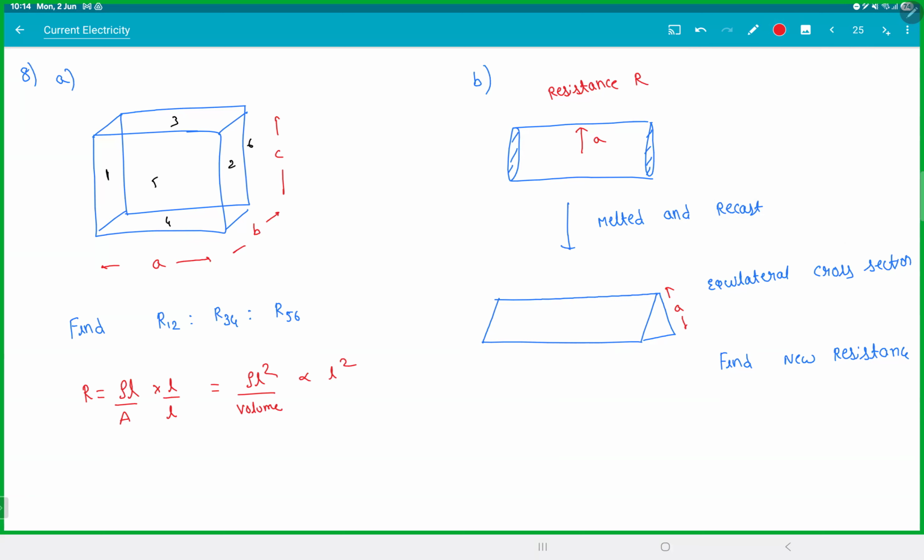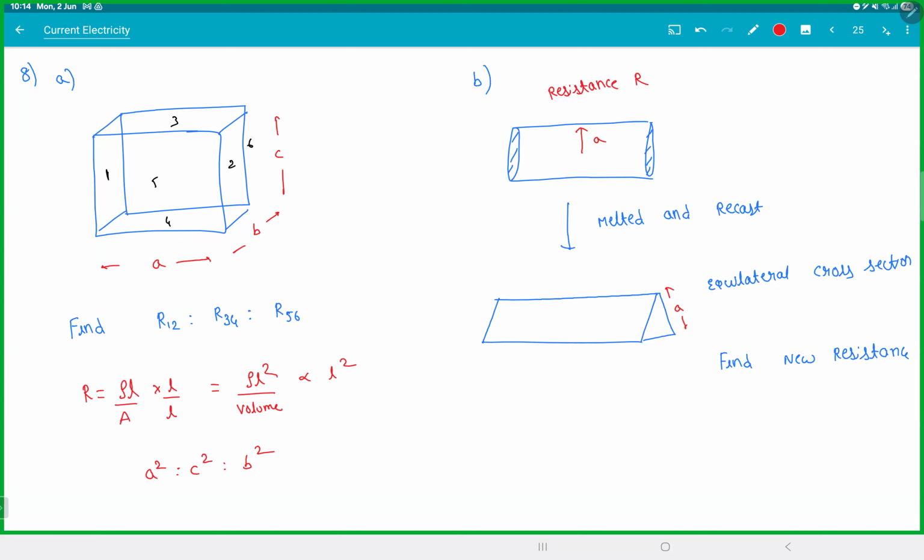Now be careful with the formula. What is L? L is the length along the current flow. So when you go from 1 to 2, length is A. When you go from 3 to 4, length is C. When you go from 5 to 6, length is B. So don't take any length that you want. When you say rho L by A, L is the length along the current and A is the area perpendicular to the current flow. Got it?